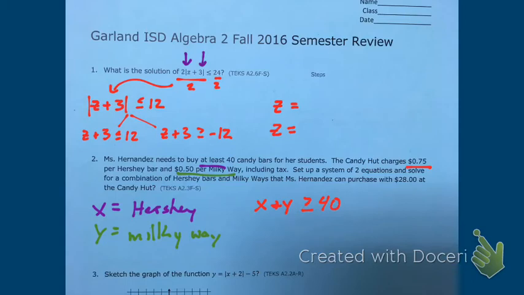And for my second equation, if it says 75 cents per Hershey bar, we know that my x values are going to be 75 cents each. And for my y, it says 50 cents per Milky Way, so we can say plus 0.50y. I know that's hard to see, I'm sorry. And it needs to be $28. So it says she can purchase with $28. So this amount must be less than or equal to 28. The way that we got the less than or equal to sign is because this amount has to be less than $28. She doesn't have more than $28 to spend.